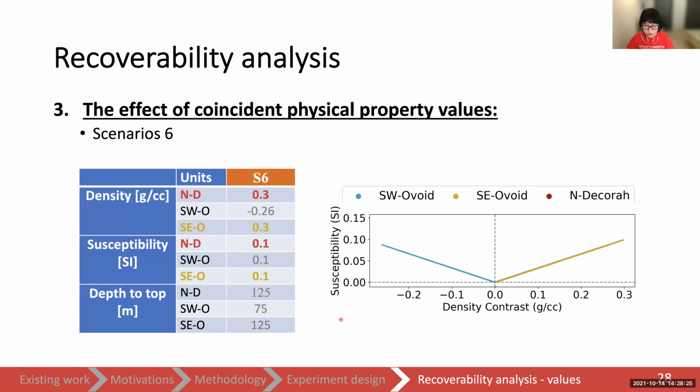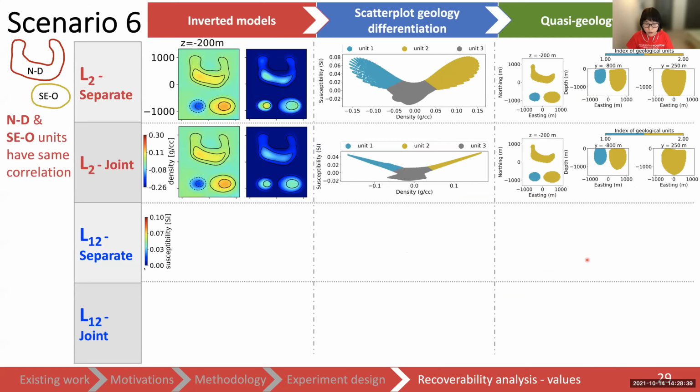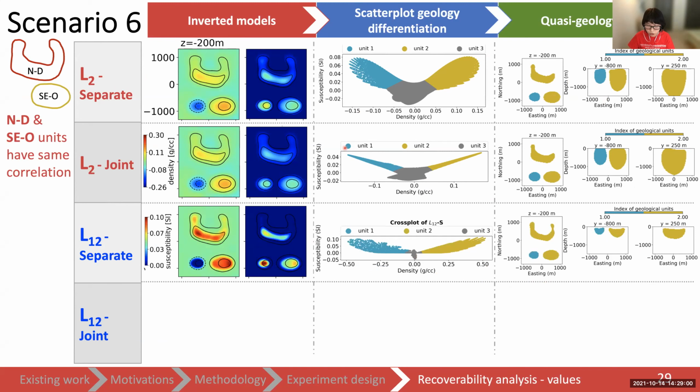For the special scenario 6, which also experiments with the effect of the physical property magnitudes, its north decor unit has the same physical property relationships as the southeast ovoid unit, so their linear trends overlap with each other in the scatter plot. So in scenario 6, from L2 norm, both separate and joint inversions, 2 prominent scattering features are recovered, as expected, and the differentiated anomalies in the spatial domains are similar, except that the joint inversion has recovered much sharper linear trends. And in the sparse norm separate inversion, the recovered values are greater, and the volumes of the recovered bodies shrink.